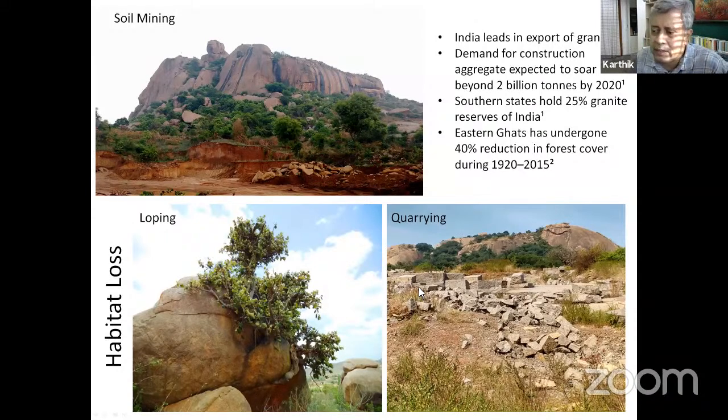So when we see that the cities have to build houses, where is the material coming from? Material is coming from these rock quarries, which are habitats of species like the yellow-throated bulbul.